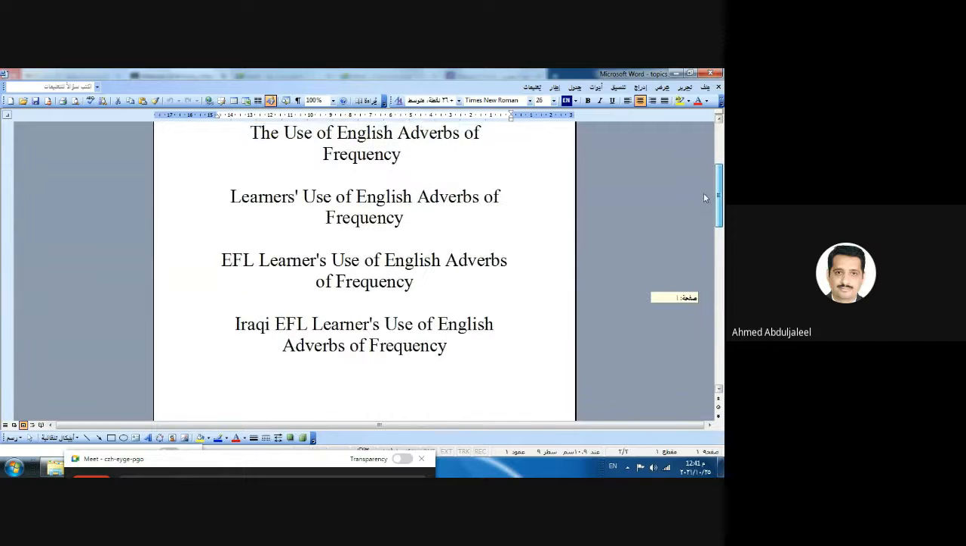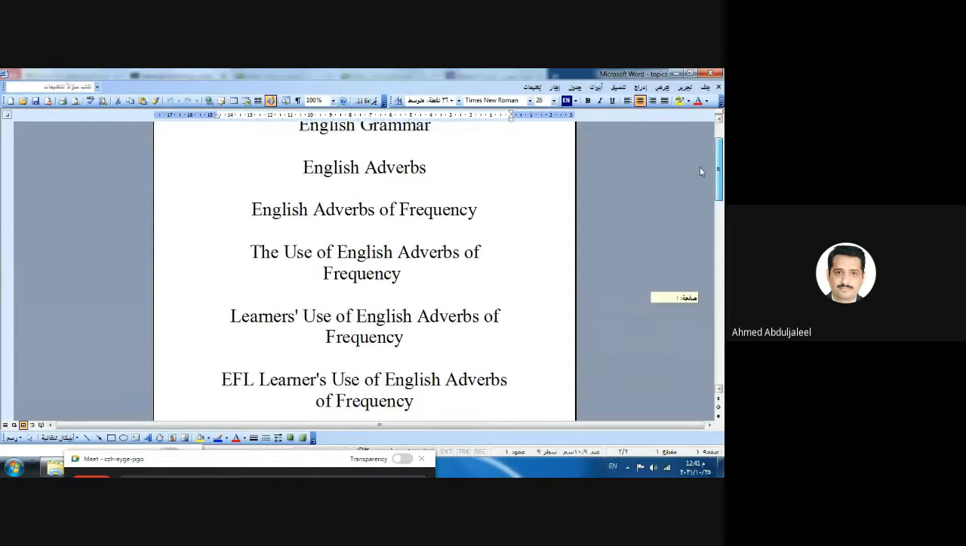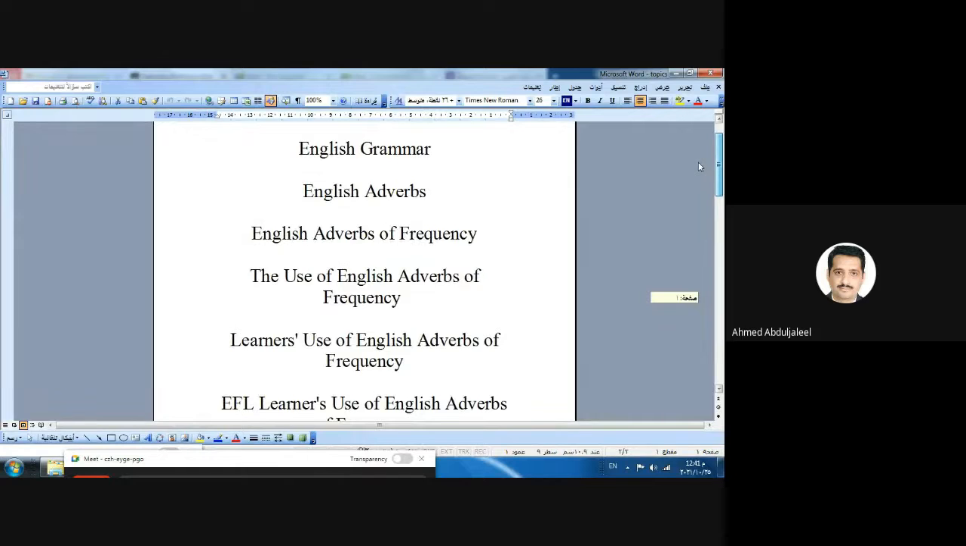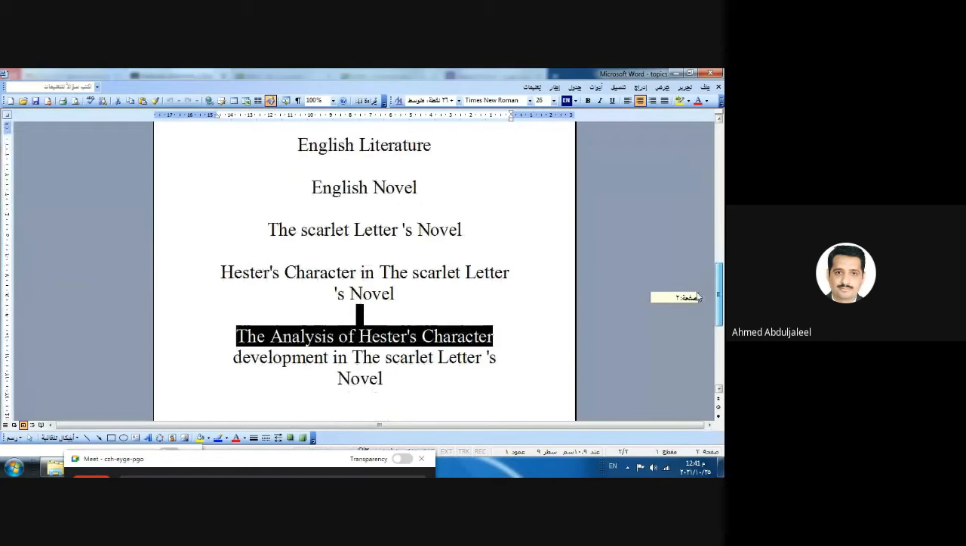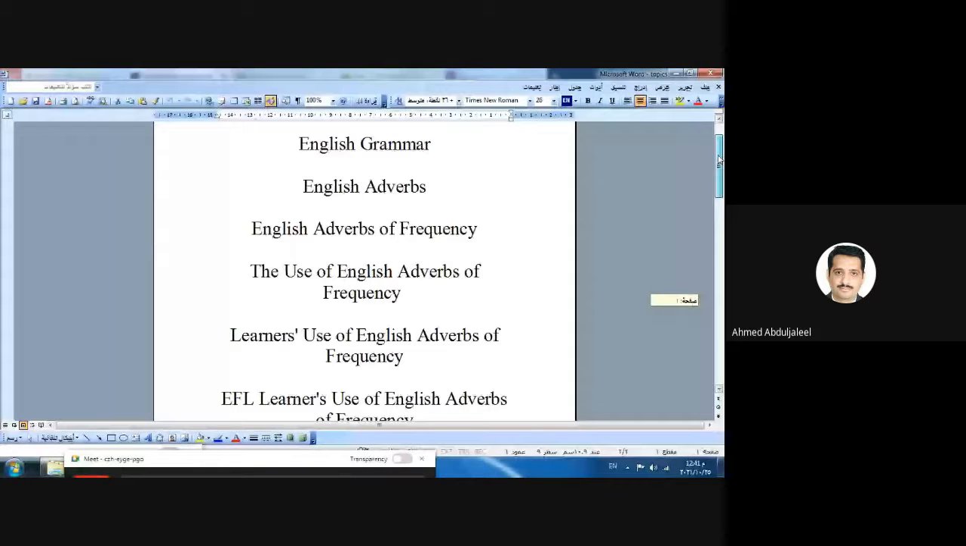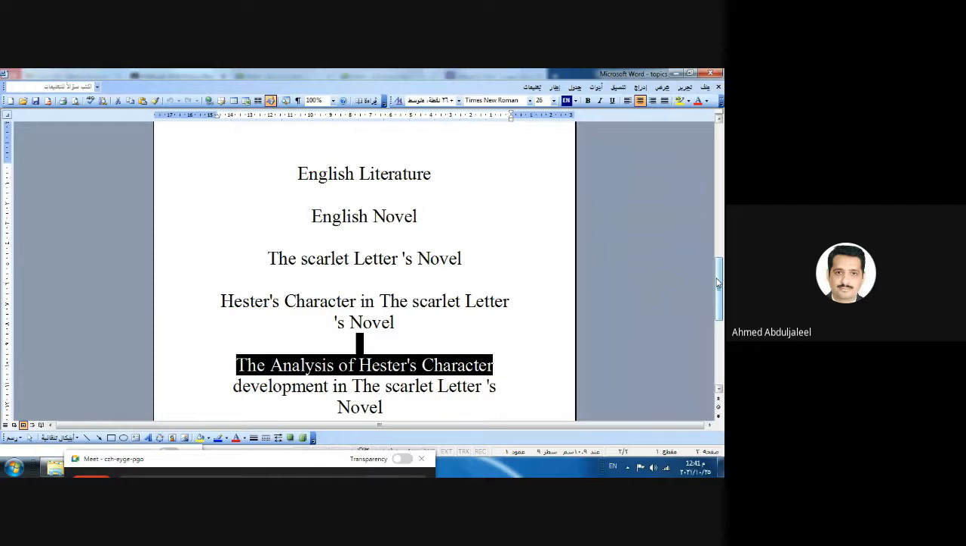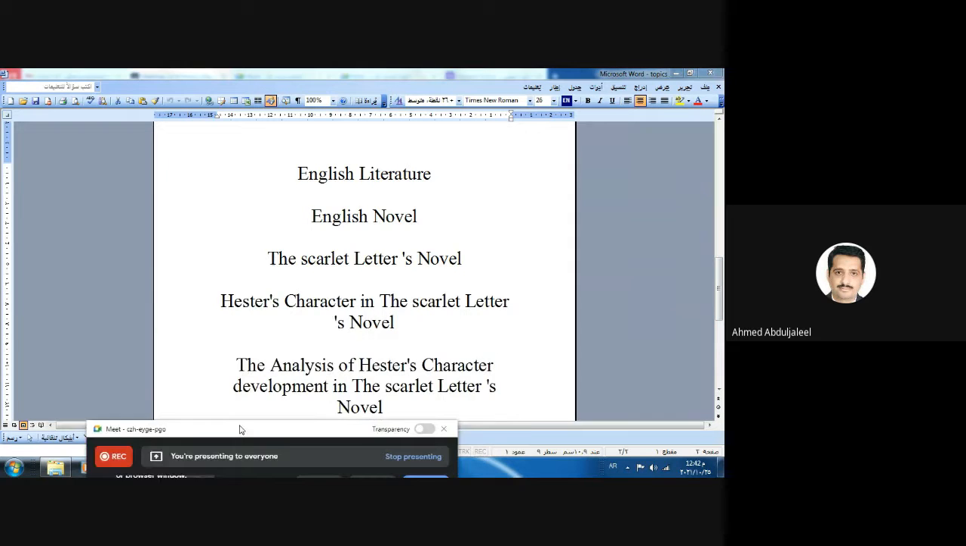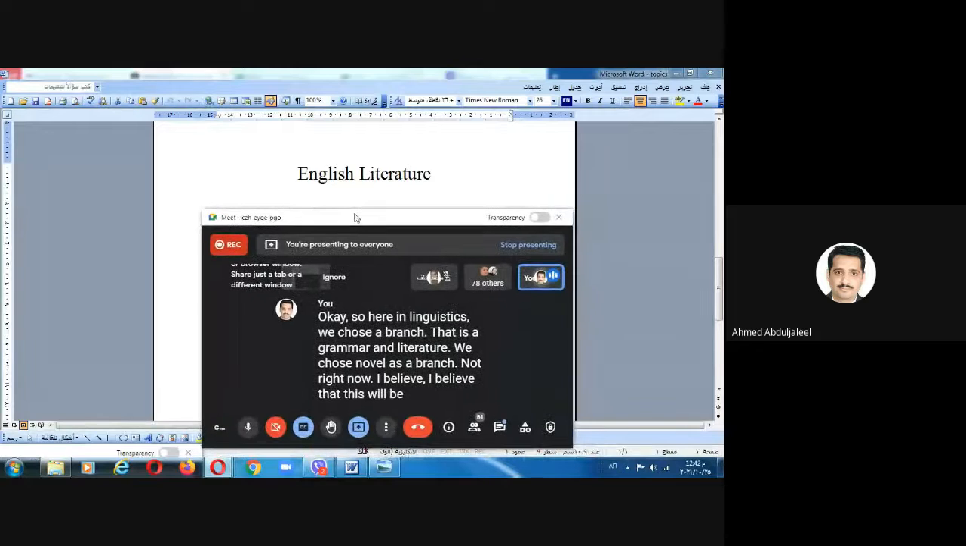So we chose two fields. Here we chose grammar in linguistics, and we chose novel in literature, and then we specified our topic to certain things in both fields. Okay, so here in linguistics we chose a branch, that is grammar. In literature we chose novel as a branch of literature. Got the point now? I believe that this will be a good example for you to do it next lecture.